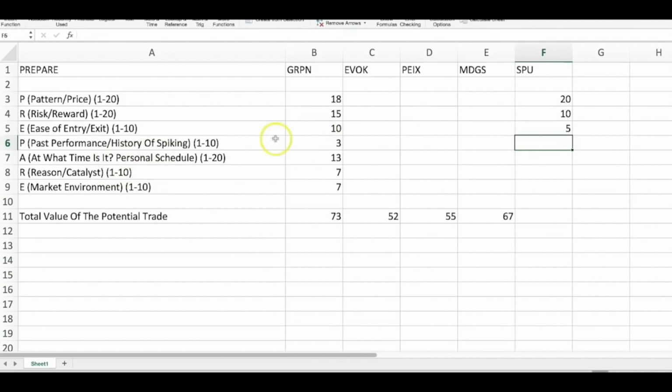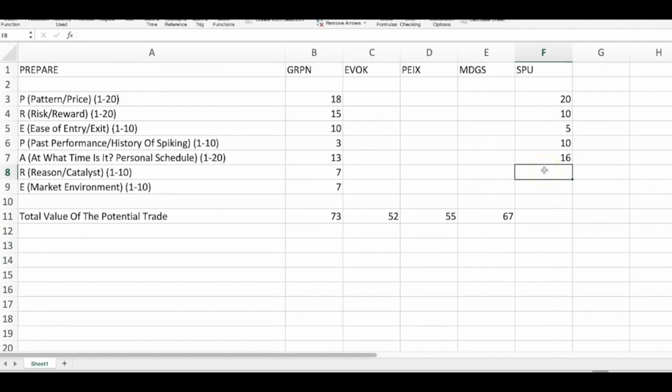Past performance history of spiking, this is definitely a 10. At what time is it? Personal schedule, morning spike. This was solid. I prefer buying right at the market open. But again, my personal schedule today, I'm totally free to trade all day. So that part of it is clear. A delayed morning spike is not exactly ideal, but I'll give this a 16 out of 20.